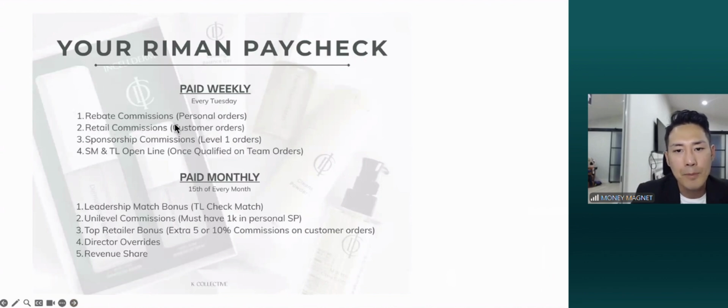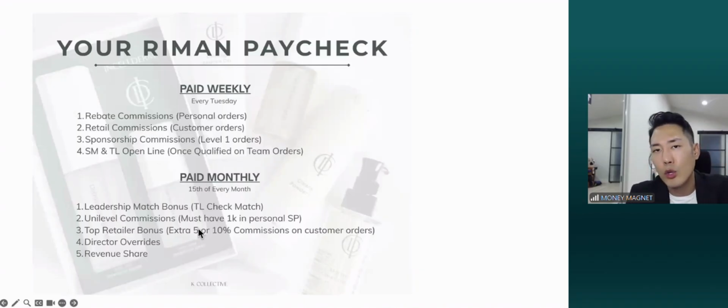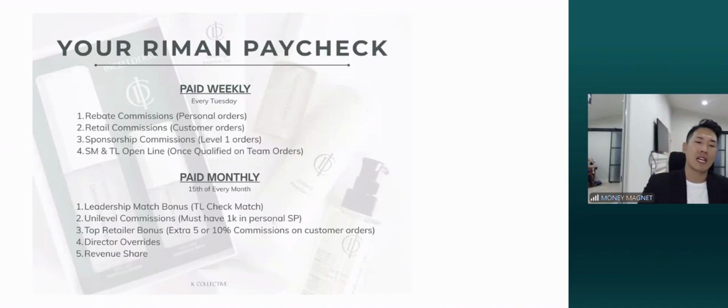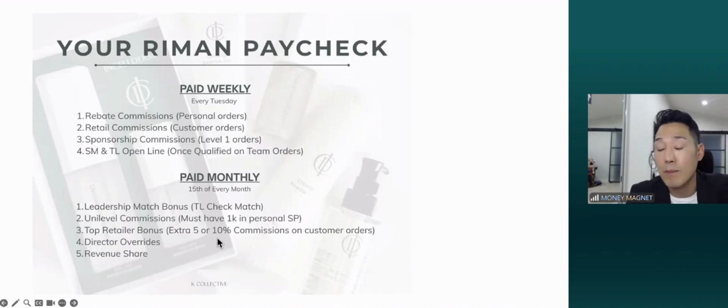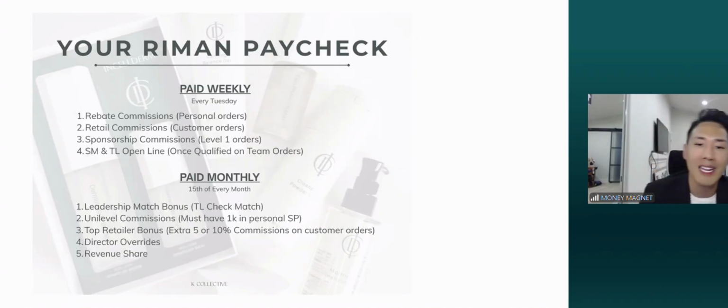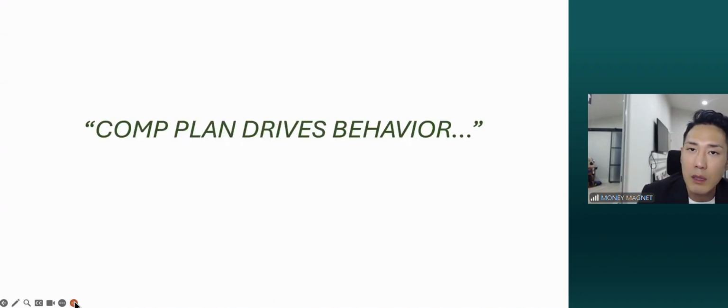So when you do a retail rebate commission, when you're selling retail, remember, the retail is going to be paid weekly. But if you did that extra work, you did the homework, you pushed and did the extra few thousand SP, and you qualify for the extra 5 or 10% in commissions for the top retailer bonus, remember, that is calculated monthly. So there is a difference, right? Weekly checks are paid every Tuesday, and monthly checks are paid monthly on the 15th of the month.